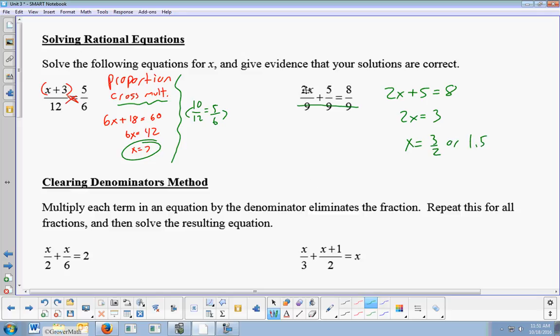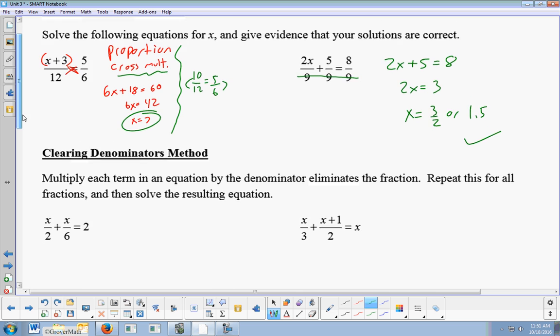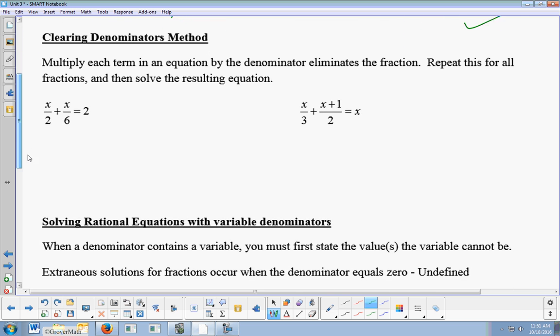And we could check that. 2 times 1.5 is 3, and this would be a third, 3 over 9 plus 5 over 9 is the same thing as 8 over 9, so it does check out. Now, these are very basic examples, so simple that you won't see problems like that. You'll see things like this.